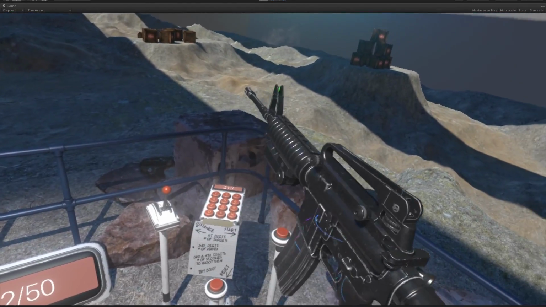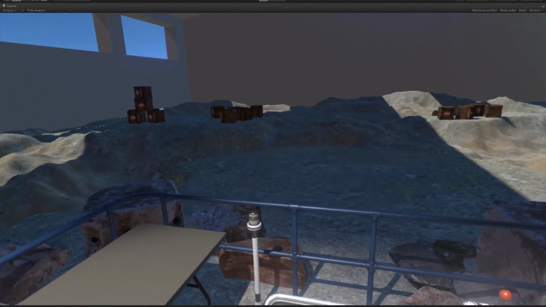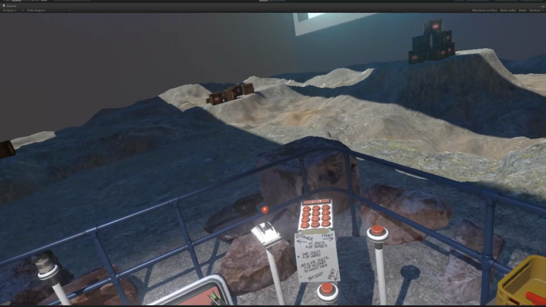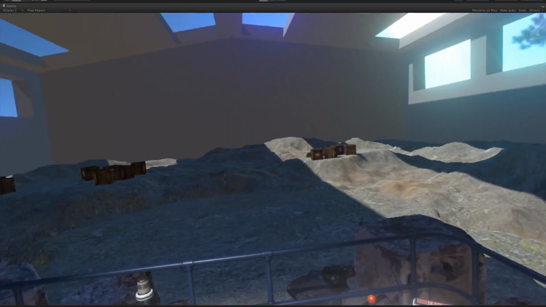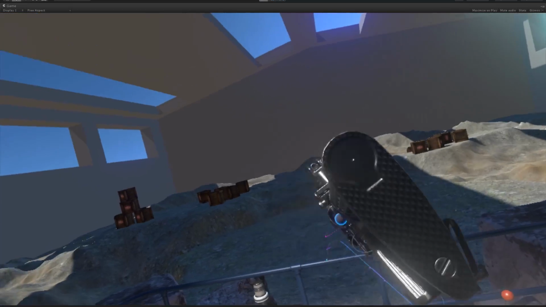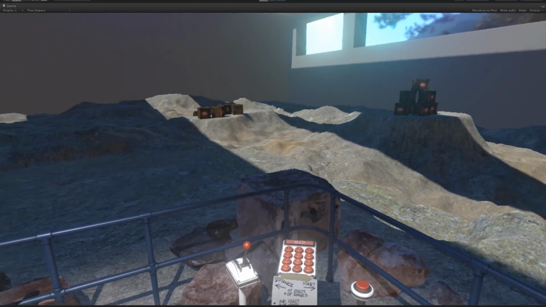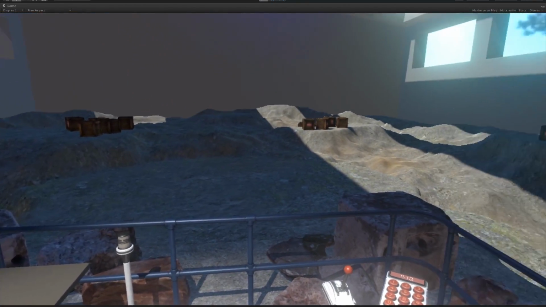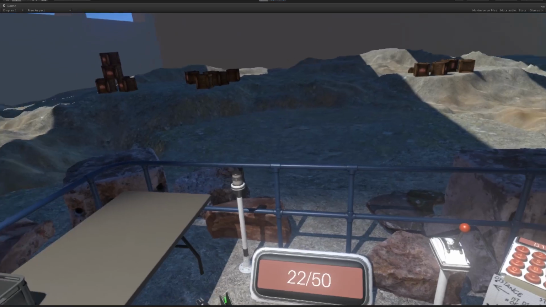There we go. So yeah, and this will be a system that I'll be expanding more over time, adding other sorts of targets, both moving ones, pop-out ones behind these sort of hills here, and really whatever else seems interesting and fun to do.